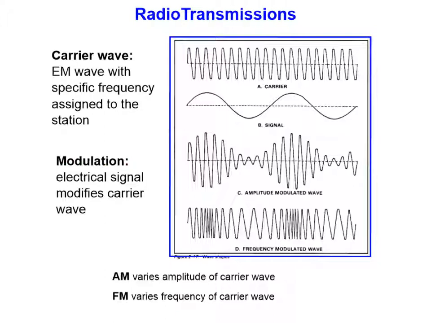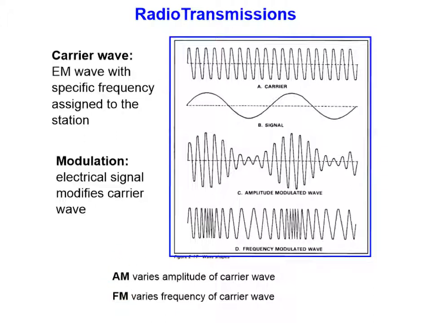Modulation is the electrical signal that modifies this carrier wave. So the station has to do more than simply transmit their carrier wave. They also have to send information about the sounds, and the sounds produced at the radio station are converted into these electrical signals, and those are what modify that carrier wave. That is called modulation. There are two different ways that carrier waves can be modulated. We have amplitude modulation, that's AM, and we have frequency modulation, that's FM.